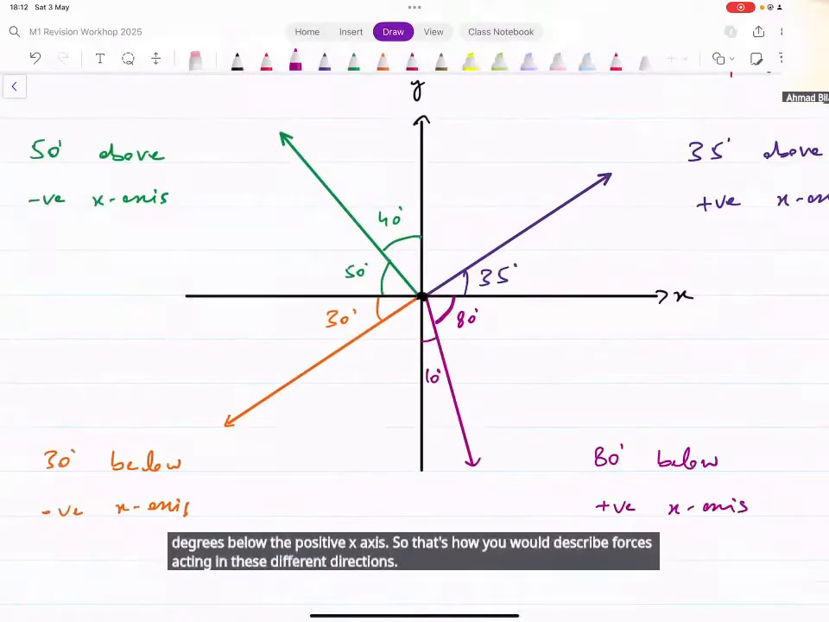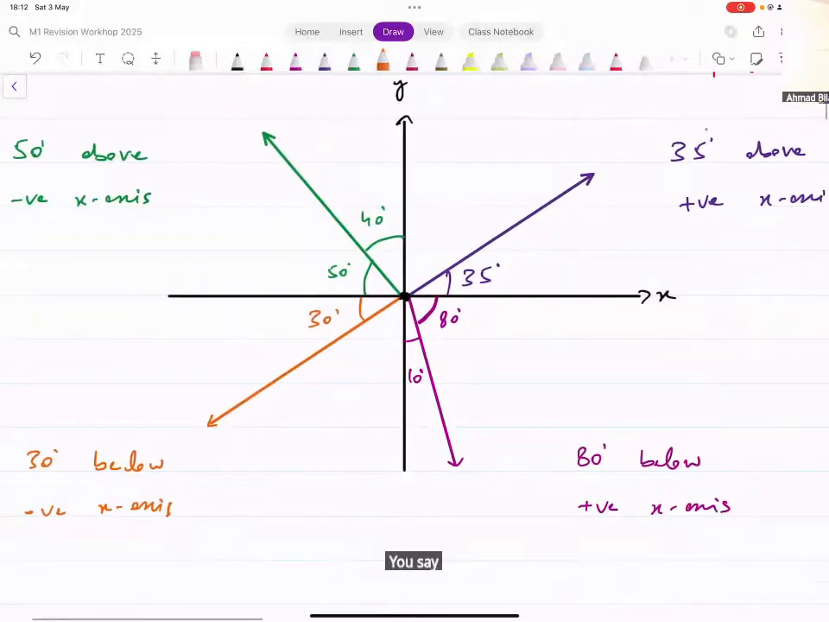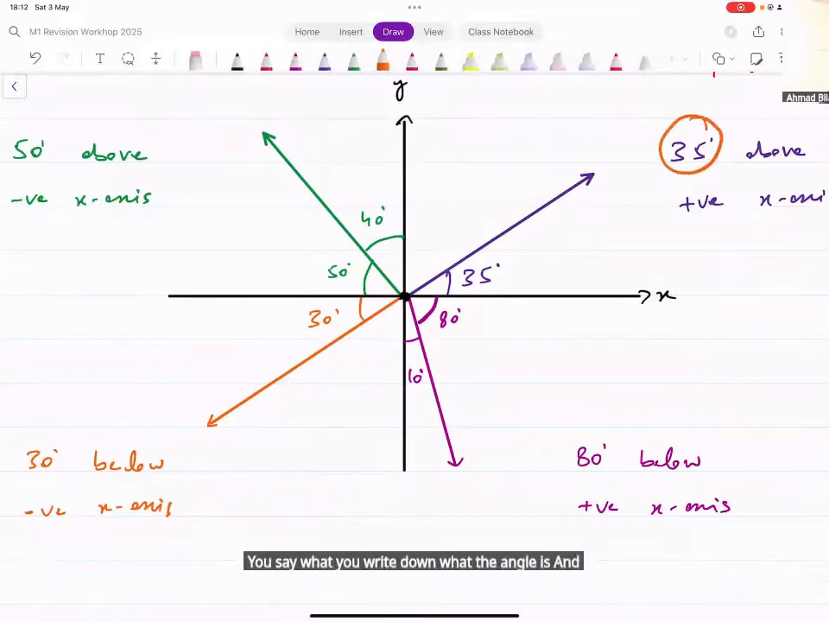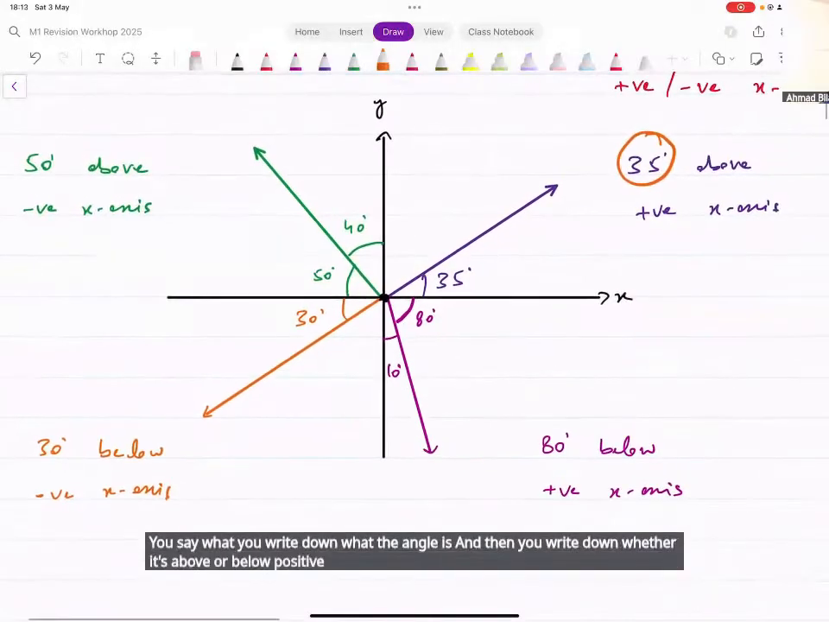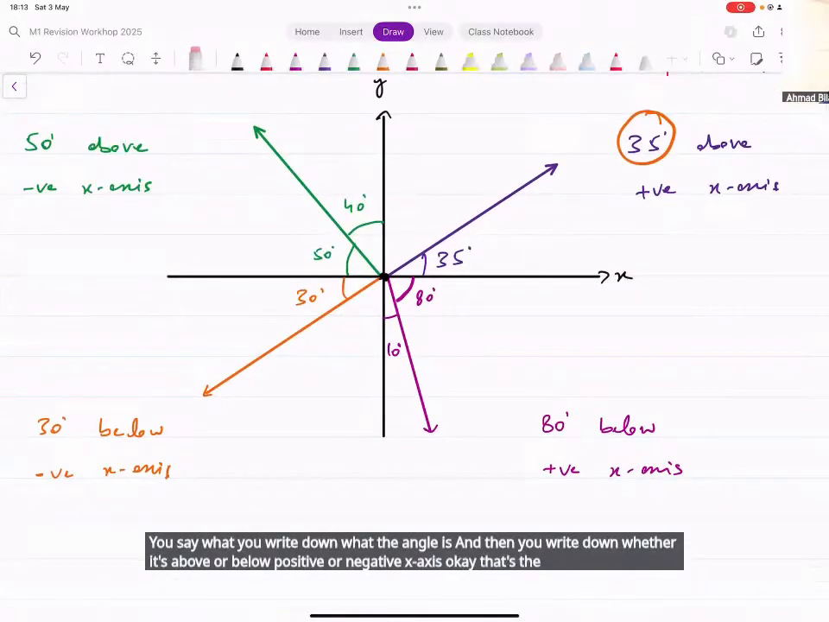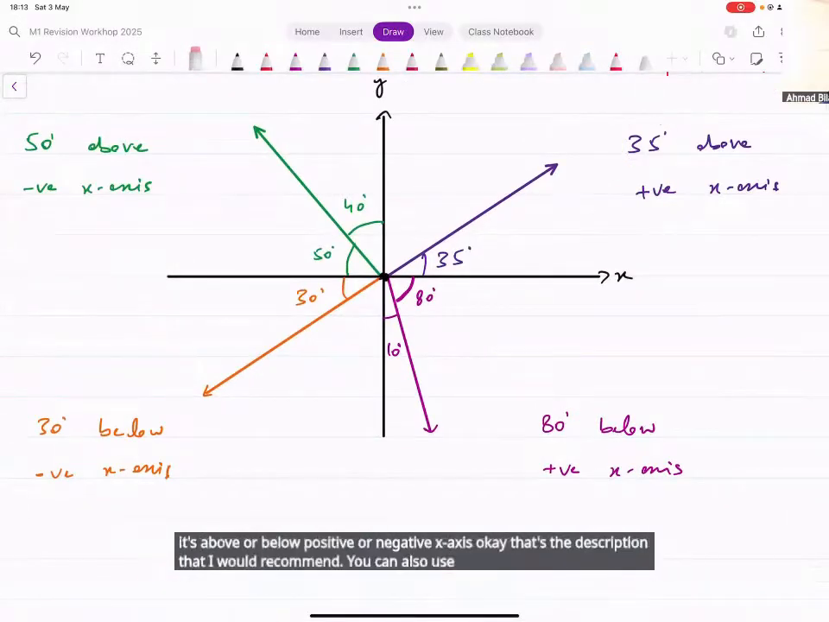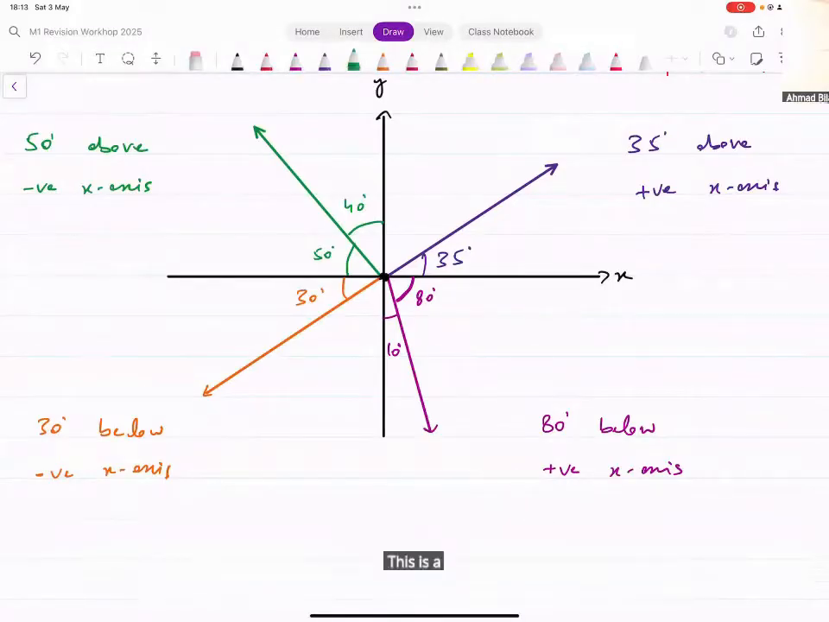You write down what the angle is, and then you write down whether it's above or below the positive or negative x-axis. Okay, that's the description that I would recommend. You can also use anti-clockwise, clockwise, but some people end up getting confused with that. This is a very easy description. Angle, positive, negative, and above or below x-axis.